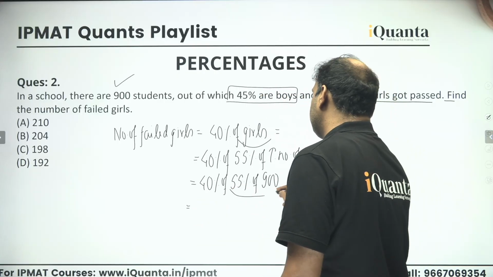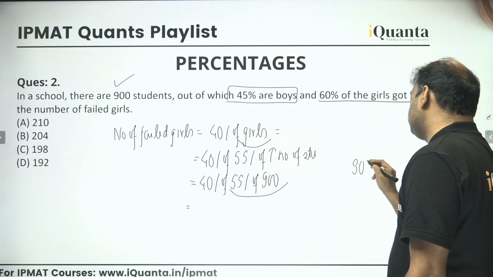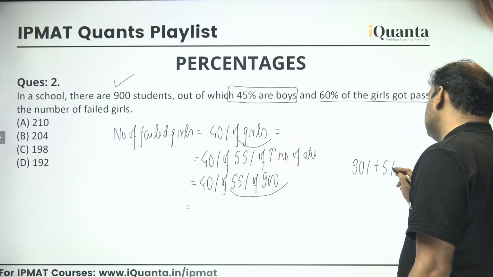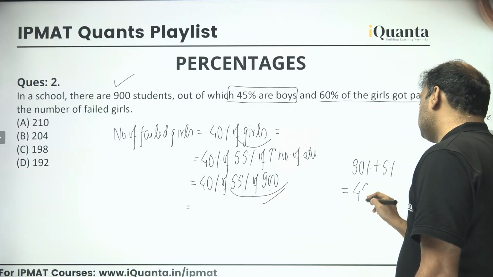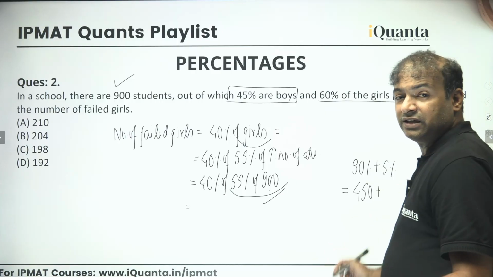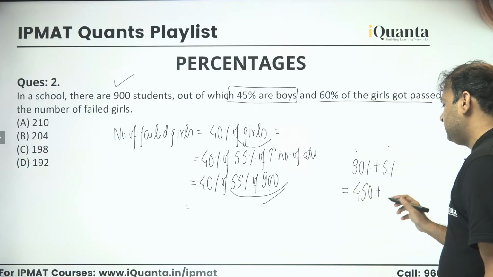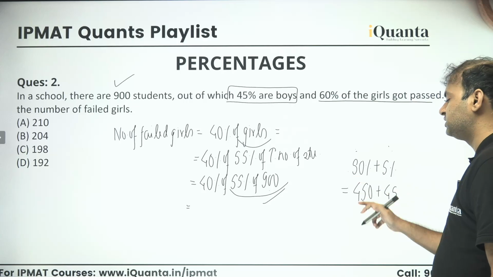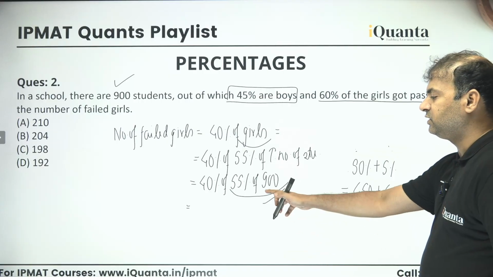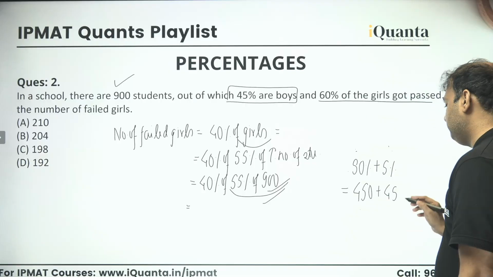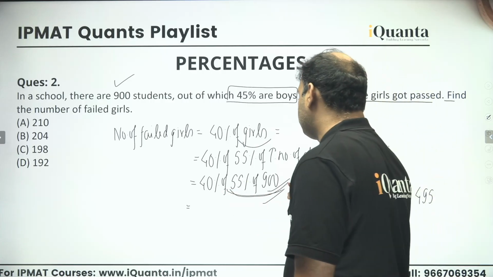So first let's find 55% of 900. To get 55%, we can do 50% plus 5% to make things easy. 50% is nothing but half of the number, so half of 900 is 450. 5% we can say is 10% by 2, or we can also say 50% by 10. So 50% is 450, by 10 is 45, or you can say 10% is 90, by 2 is 45, which makes the sum 495.